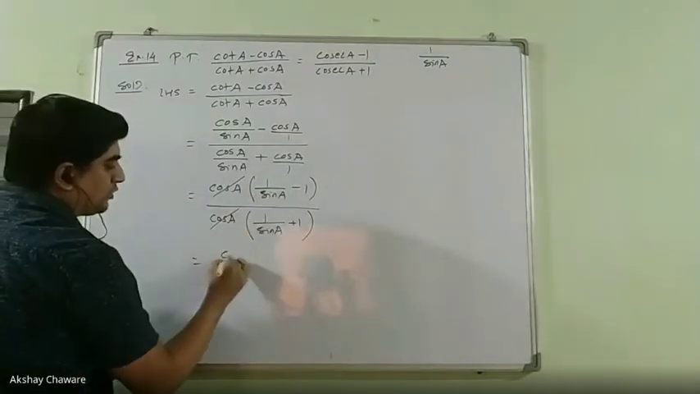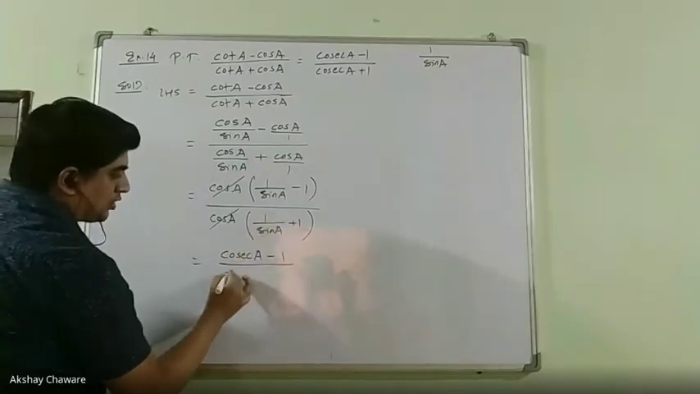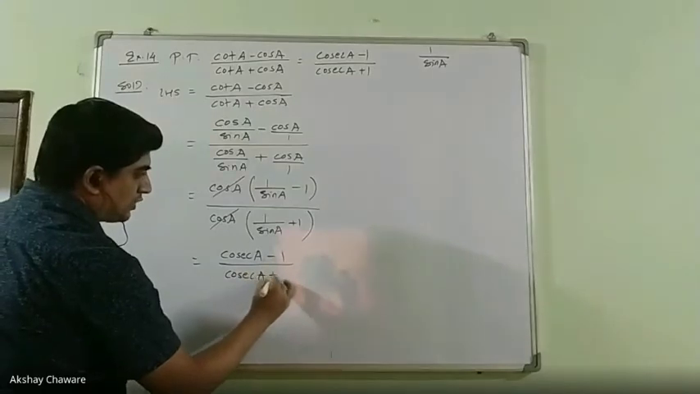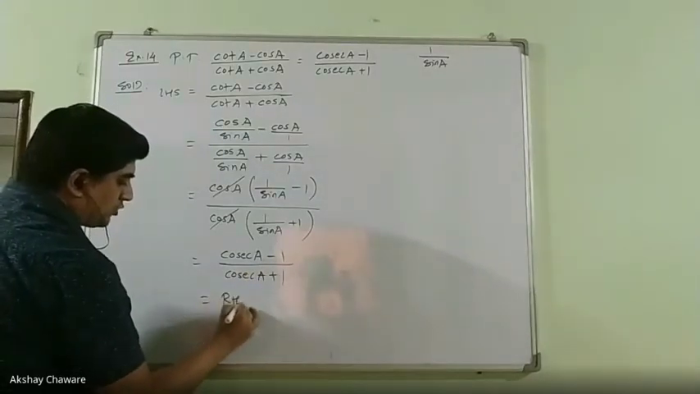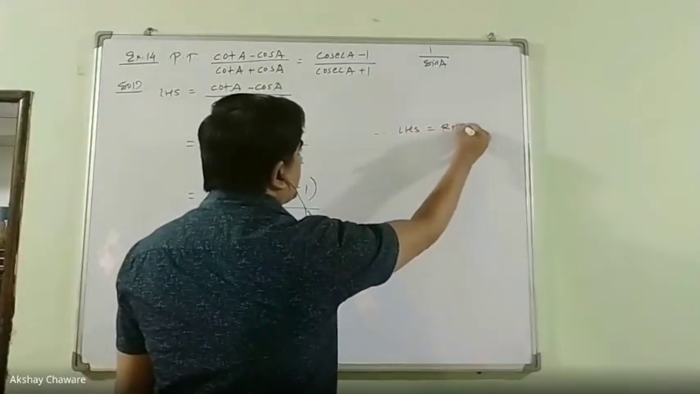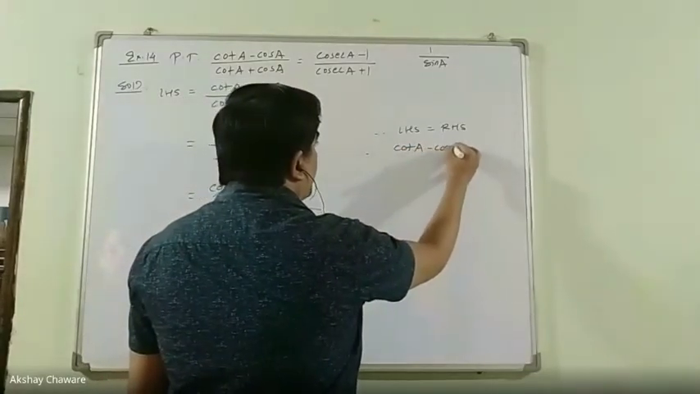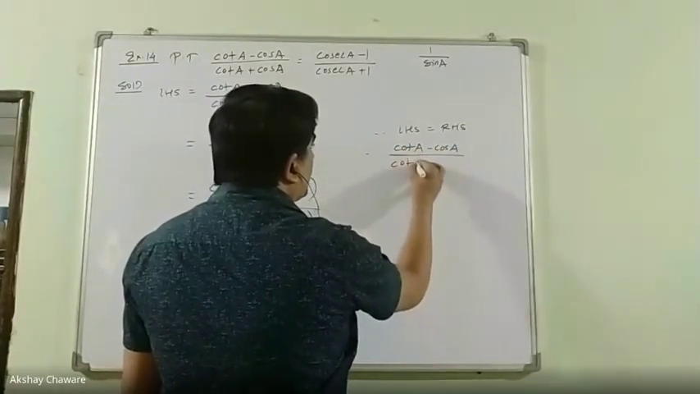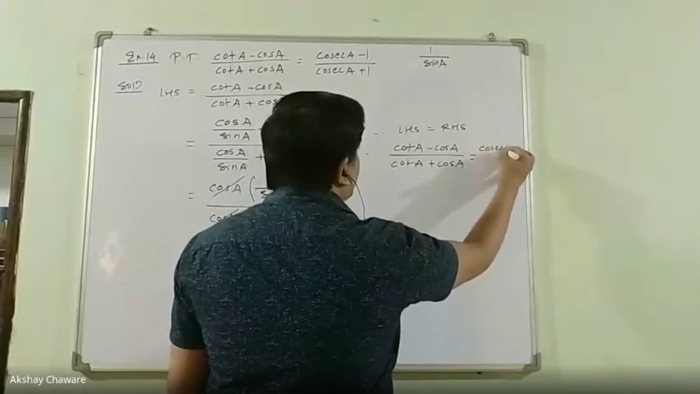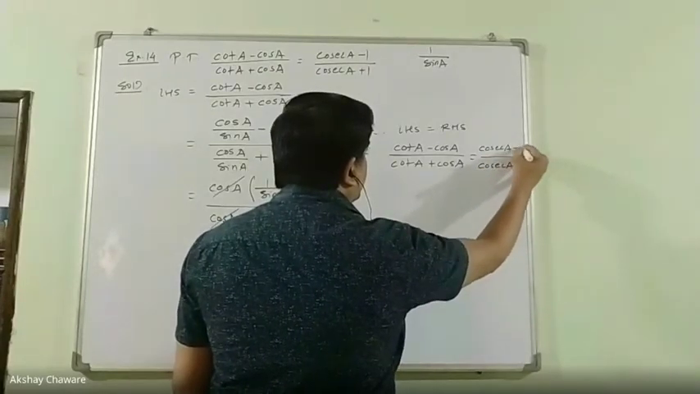Now we know 1 upon sin A is nothing but what? Cosec A minus 1 as it is, and again 1 upon sin A is nothing but cosec A plus 1, and that is nothing but your required RHS. So we will write LHS is equal to RHS. Therefore (cot A minus cos A) upon (cot A plus cos A) is equal to (cosec A minus 1) upon (cosec A plus 1).